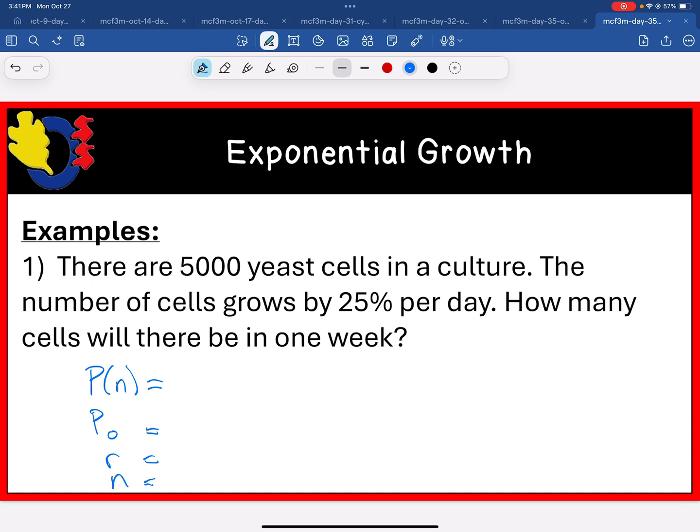Okay, so I don't know what the final amount will be. All right, so P sub 0, there initially were 5,000 yeast cells. The rate is 25%, so divide that by 100, so 0.25. And n, so days, and this is after 1 week, so there are 7 days in 1 week, so n is 7.